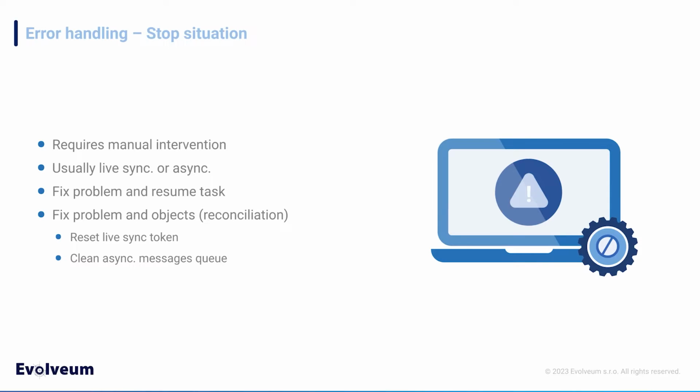And this is the usual problem, especially with asynchronous processing, because you have just a stream of events, and it's really hard to debug errors there. On live synchronization, this is usually easier because live synchronization always has the full status of the given object, so it's easier to debug. But as I was saying, fix the problem and resume the task, or somehow fix it globally, fix all the objects, make sure everything is consistent, so reconcile, then reset and start from the current state. So this is the recommended approach.